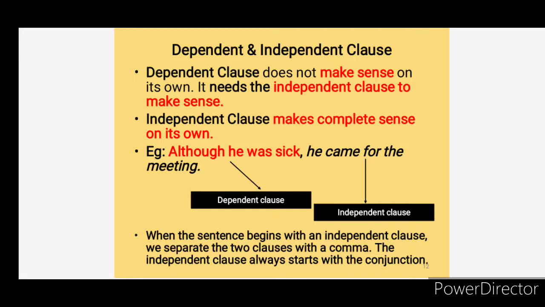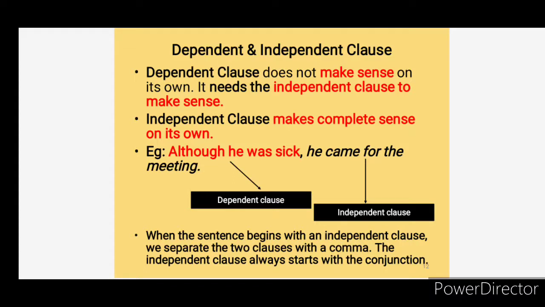Now, we need to understand what dependent and independent clauses are. A dependent clause does not make sense on its own. It needs the independent clause to make sense, whereas an independent clause makes complete sense on its own. Let's have a look at examples and understand it in a better way.